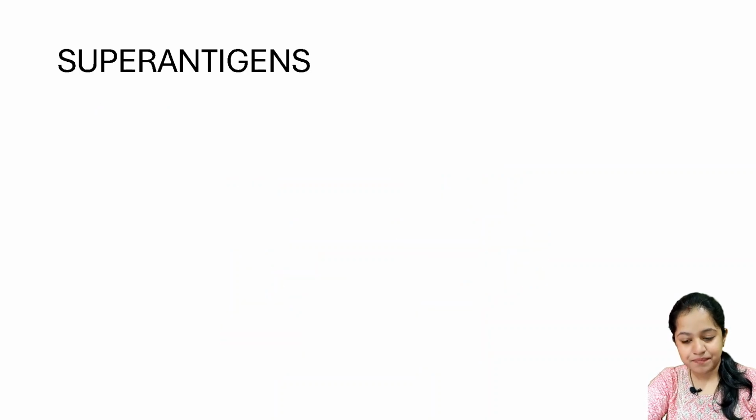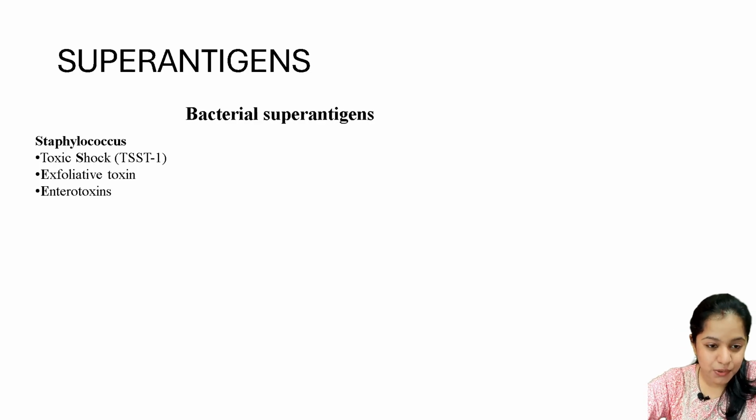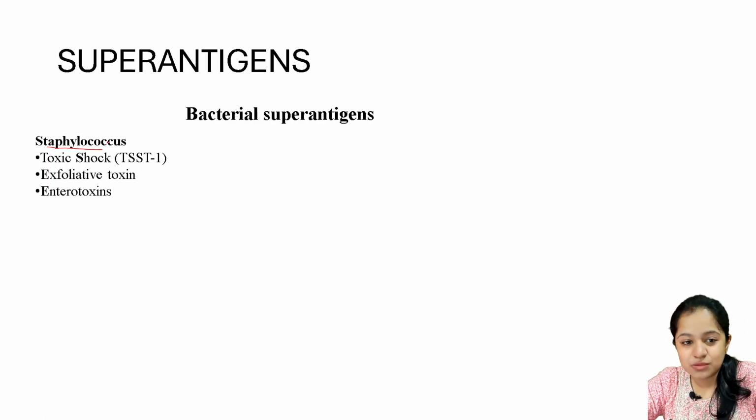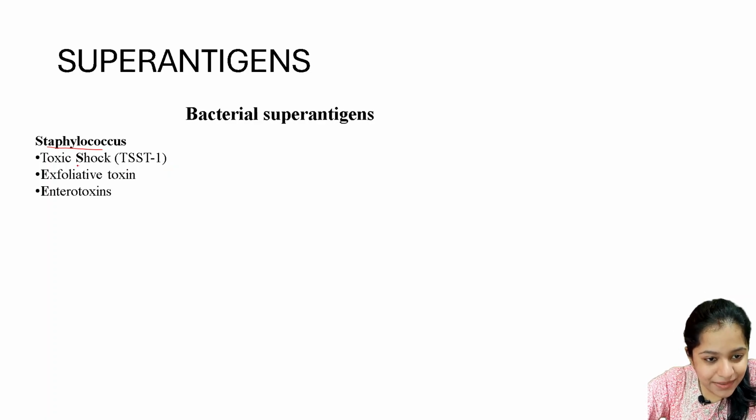Let's see. And what are the organisms which produce cytokine storm? We'll see which are the super antigens. Okay, so we'll first start with the bacterial super antigens. In bacterial super antigens, first we have Staphylococcus. Your Staphylococcus produces toxic shock toxin TSST, which is a super antigen. Exfoliative toxin is a super antigen, and enterotoxin is a super antigen. What will it cause? It will cause cytokine storm. Okay.